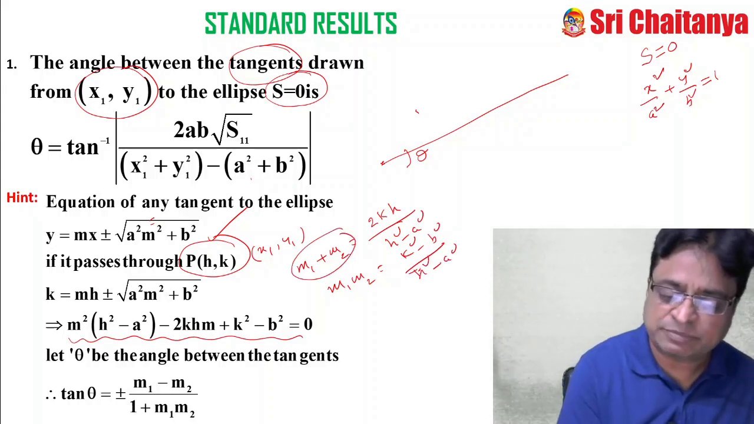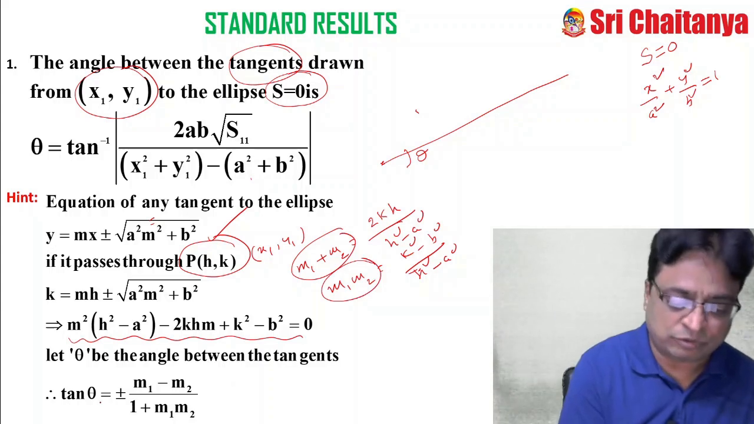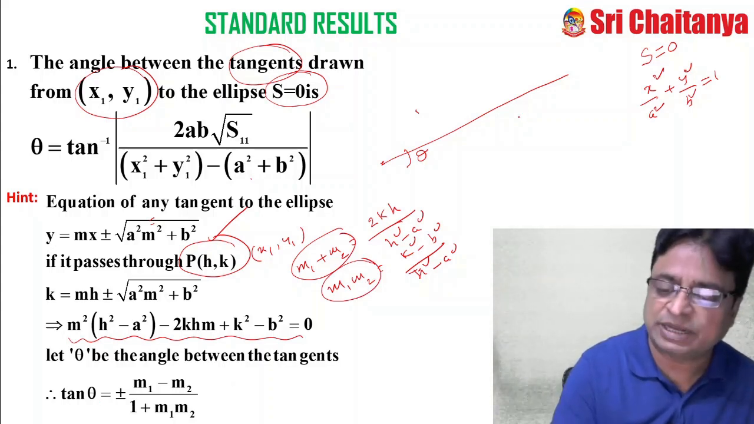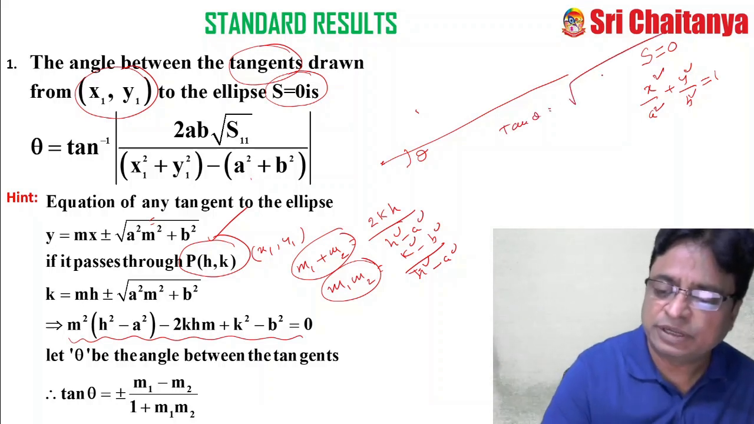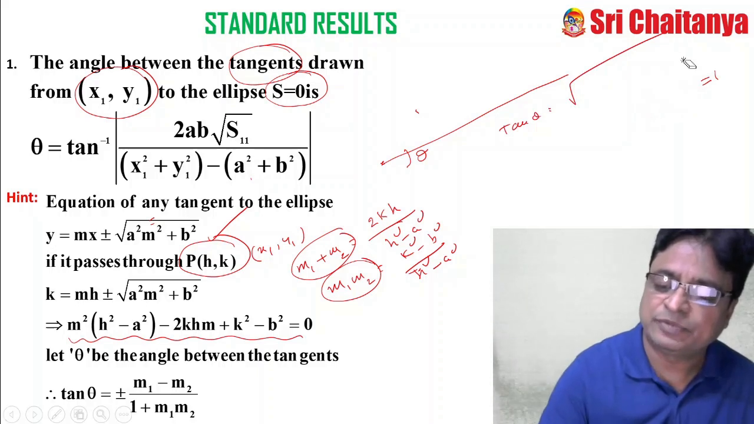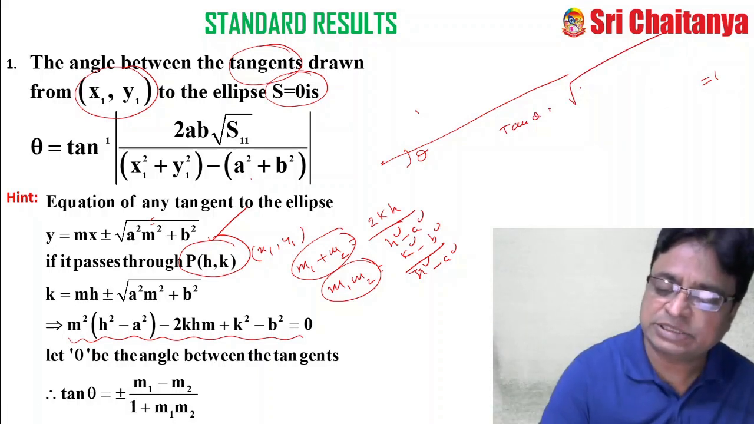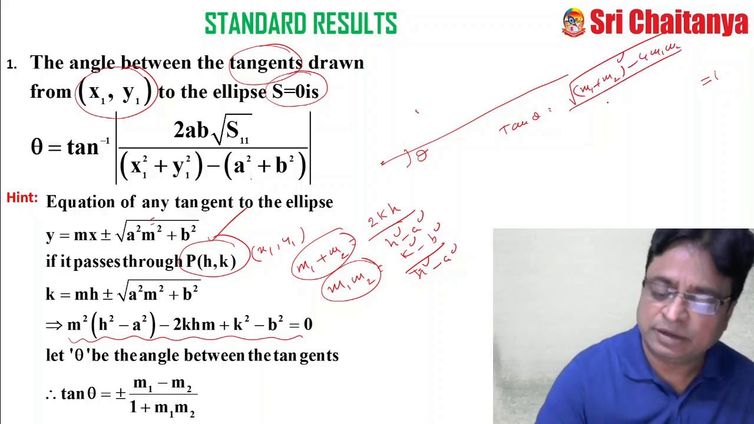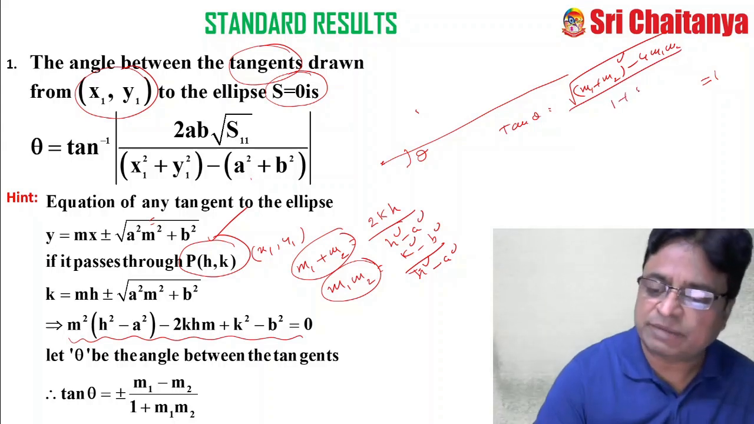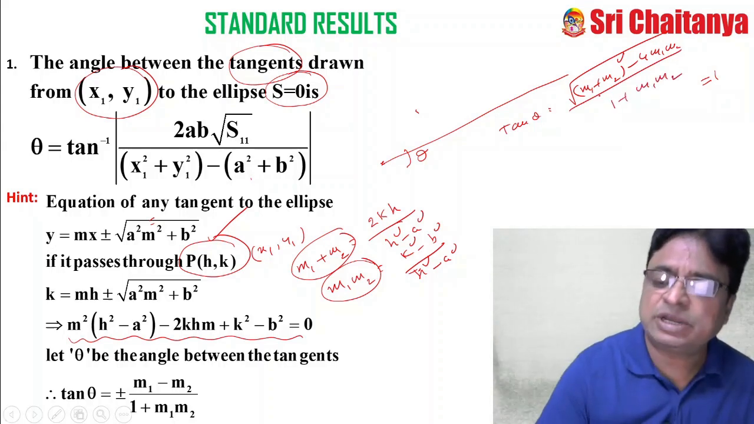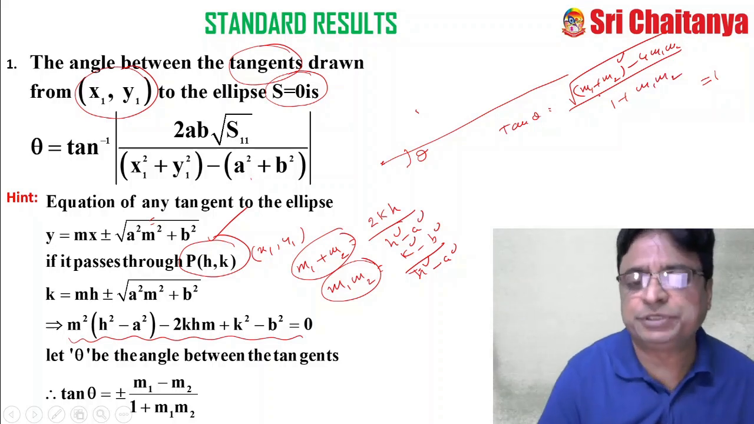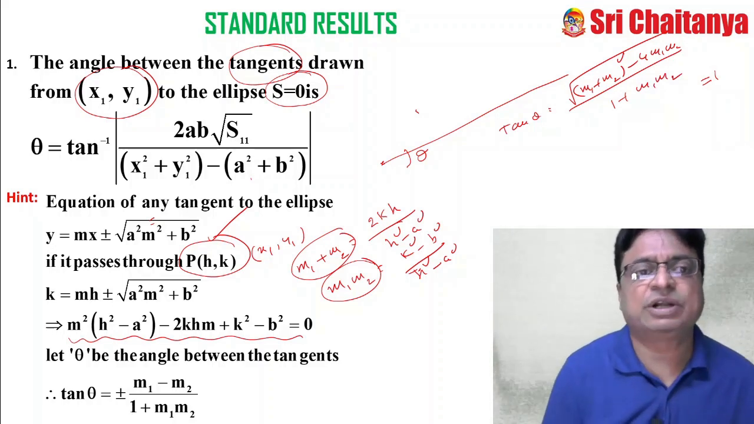You know m1 plus m2 as well as m1 m2. Now what is your formula? Tan theta is equal to (m1 minus m2) by (1 plus m1 m2). So m1 minus m2 means the root of (m1 plus m2) whole square minus 4 m1 m2. I am writing the numerator as the root of (m1 plus m2) whole square minus 4 m1 m2, divided by 1 plus m1 m2. You know m1 plus m2 as well as m1 m2.